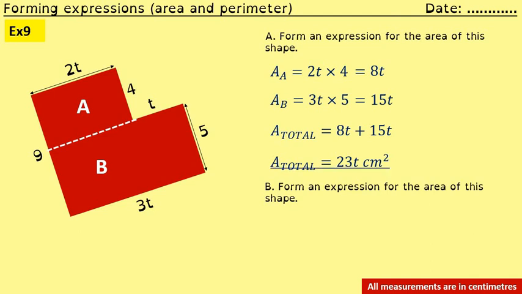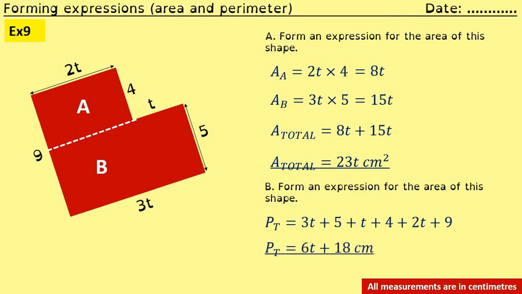For our perimeter, we need to add all of our side lengths up. So we get a long expression like this, and then we collect all of our like terms to get 6t plus 18 centimetres as our perimeter.